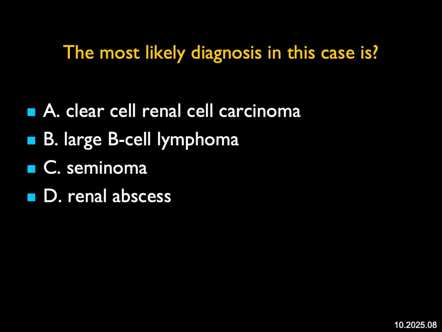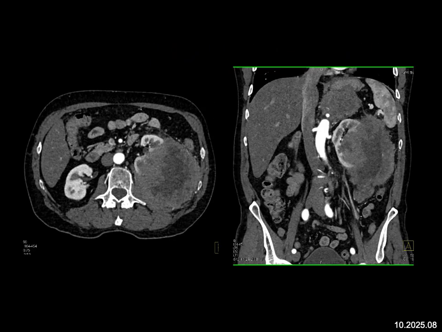The most likely diagnosis in this case is, well, what do you see? You see a very large mass involving the right kidney, involving the peri and pararenal space. I don't see any other areas of involvement, though there looks like something pushing near the stomach. This could be a clear cell renal cell carcinoma, but it is large. It's necrotic, but usually they're more vascular.